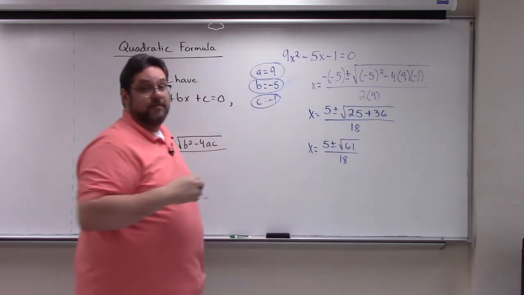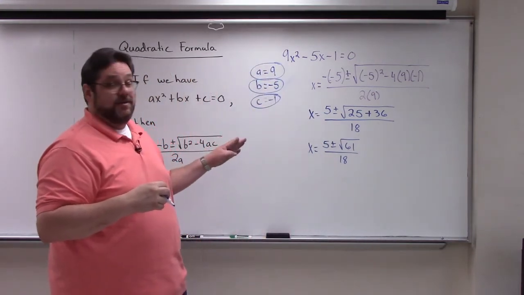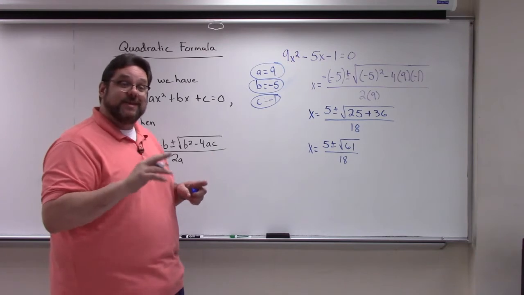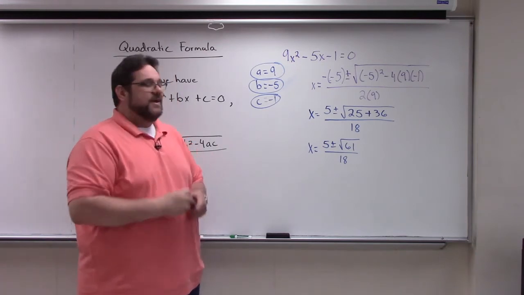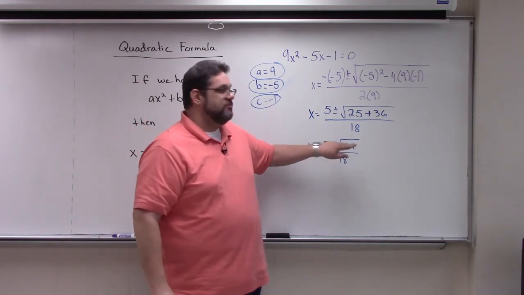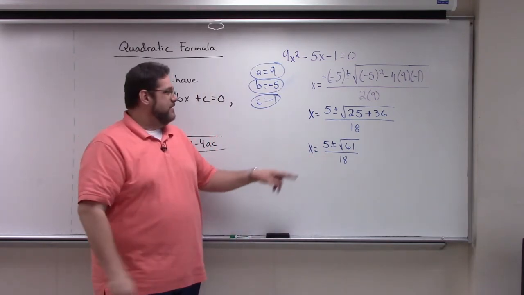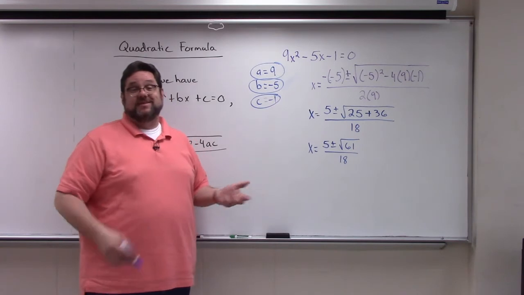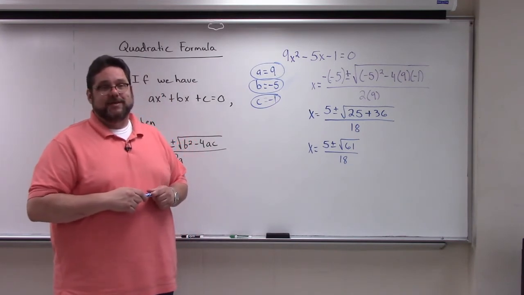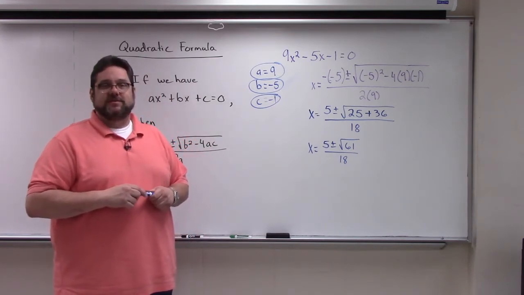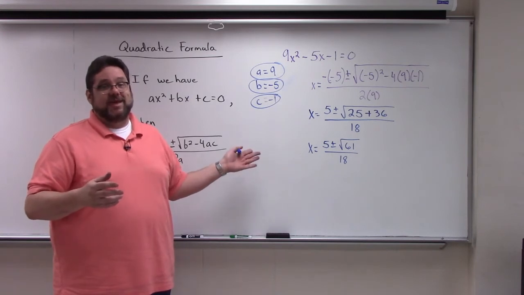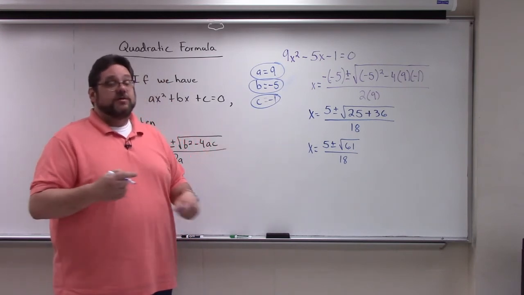All right. And we've solved it. The only thing left that we might be able to do is, can we reduce this radical a little bit and then reduce the whole thing? So 61, well, the thing is 61's prime. You can't simplify that radical. So this is our answer.